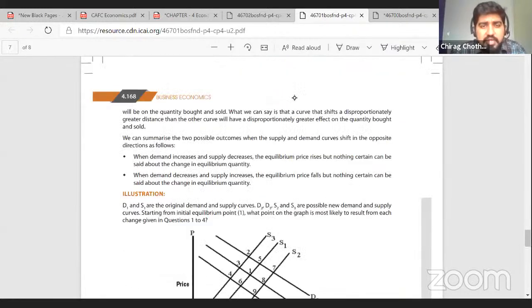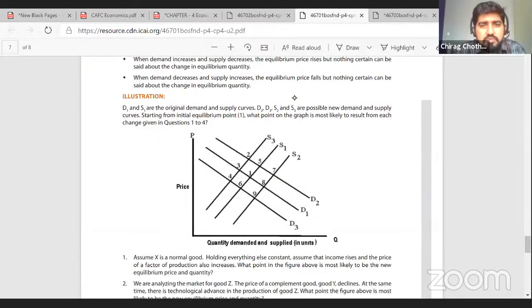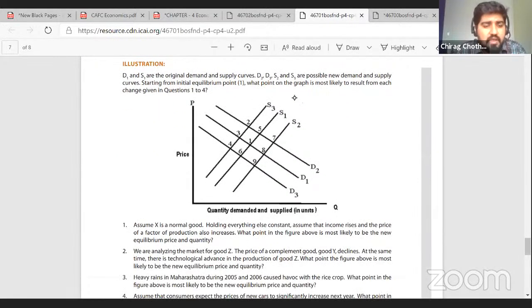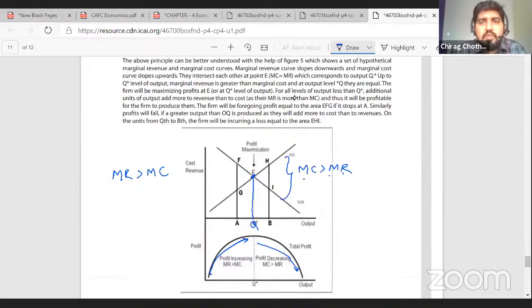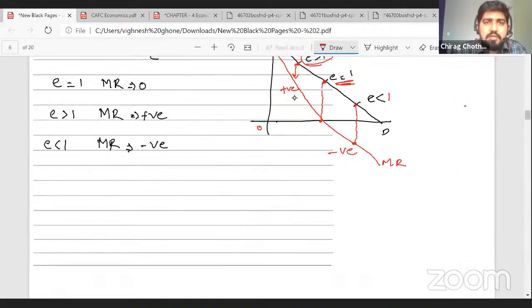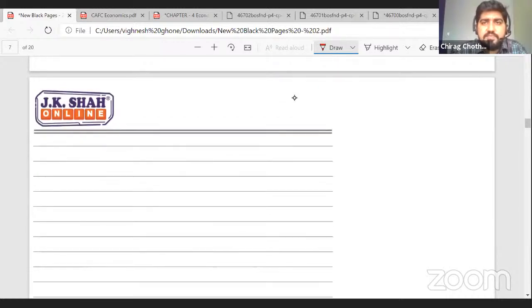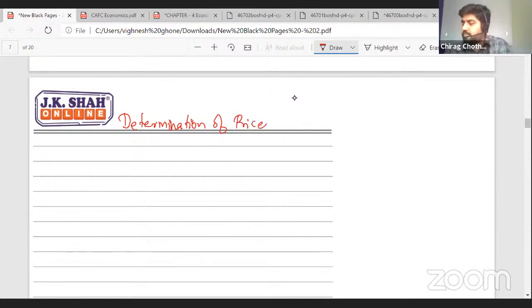So I'm just showing you this entire part, so you know what we are going to understand. Let's begin. Determination of prices is the topic. The first thing that we are going to do in determination of price is find out our equilibrium price.